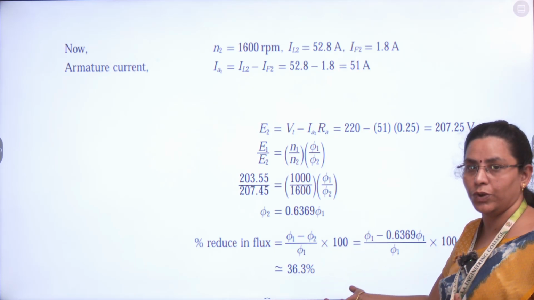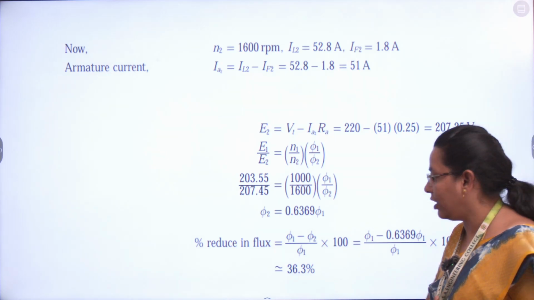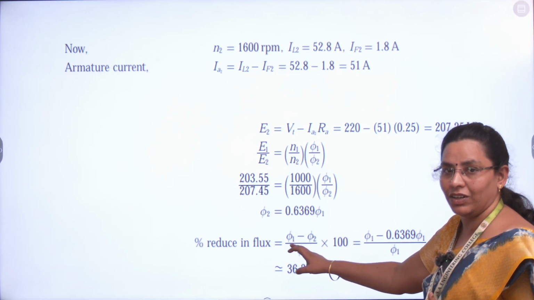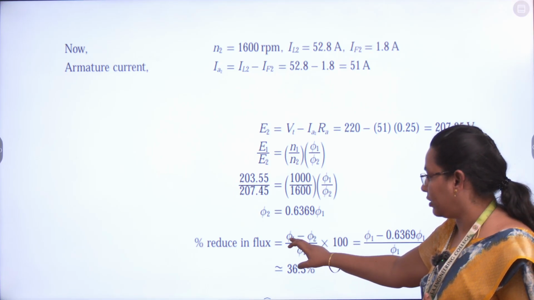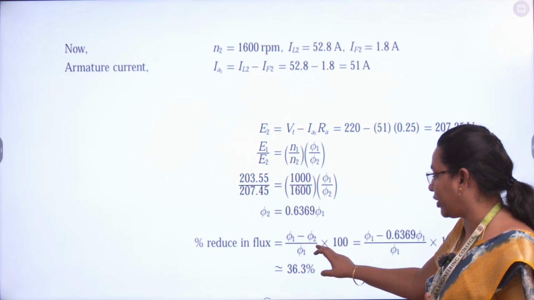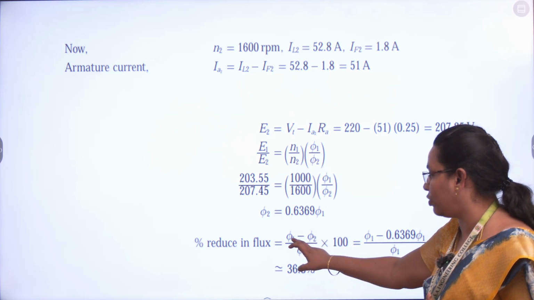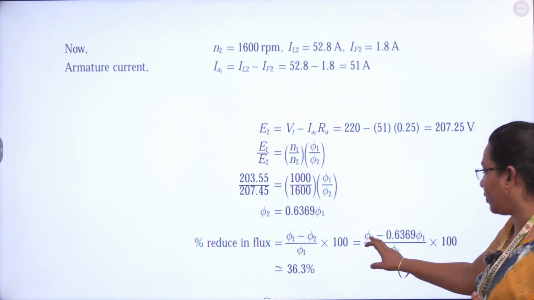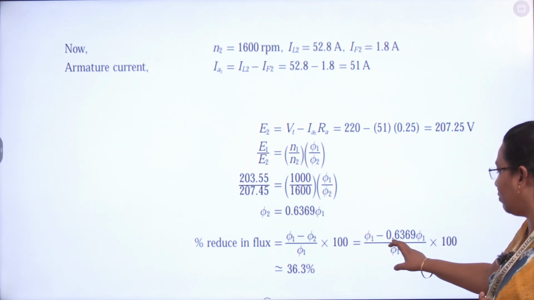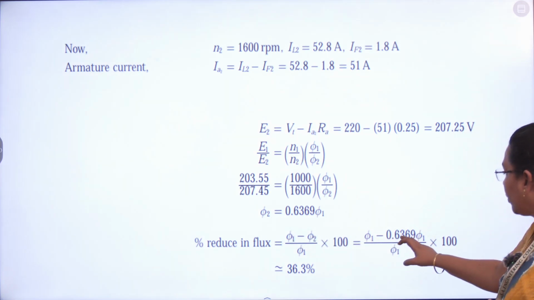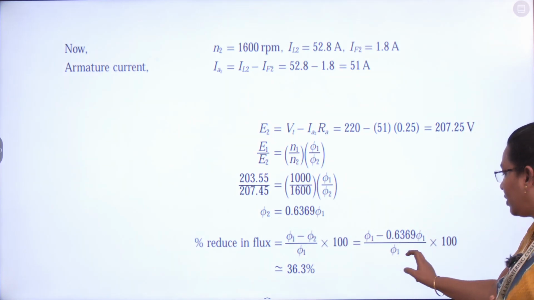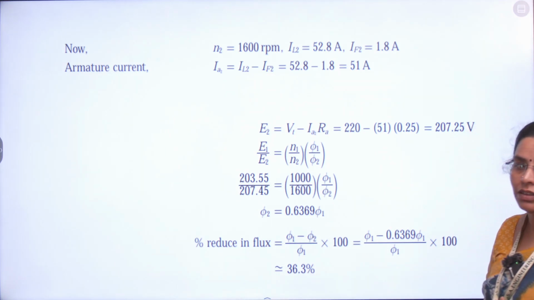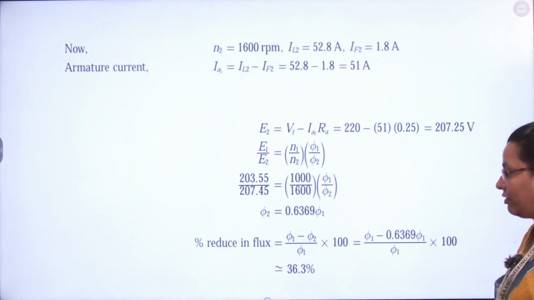Next we are going to use the flux reduction formula. Percentage of reduction in flux equals the old value minus the new value, divided by the old value, into 100. So we take phi1 as the same value, minus phi2, that is 0.6369 phi1, divided by phi1, into 100. So totally we have a 36.3% flux reduction.